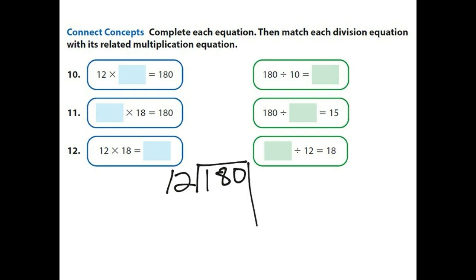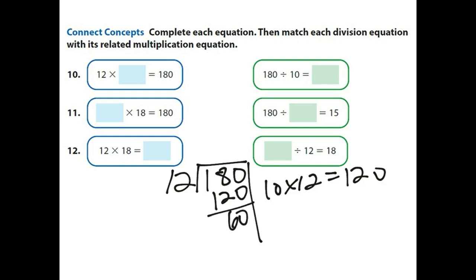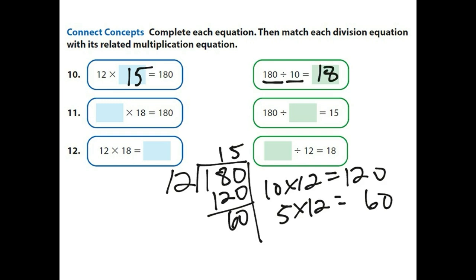All right, so I know I can do 10 times 12. That's going to be 120. 5 times 12 is what? Yeah, half of that. 60. So we're going to have 15. So 12 times 15 is 180. And then this one here is a multiple of 10 problem. So 18 divided by 1 is 18 with no zeros. All right, you do the next 4 and then match them. And then we'll go over them.